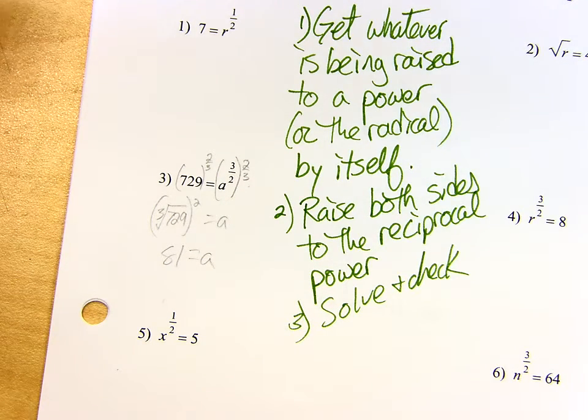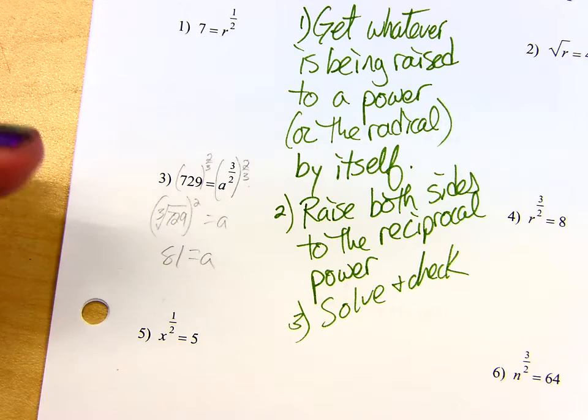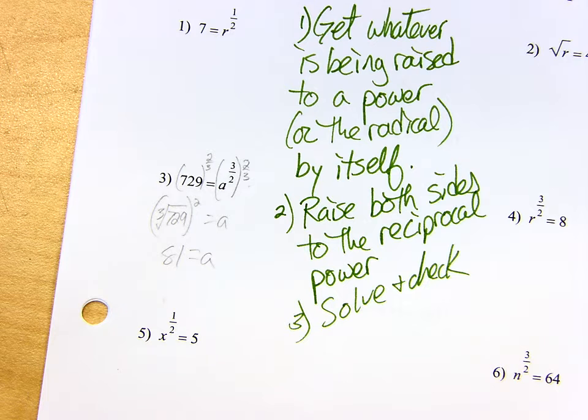So I checked really quick. My answer is 81. I just have to figure out what 81 to the 3/2 is. That means the square root of 81 cubed. The square root of 81 is 9, and 9 cubed is 729. So I did it.